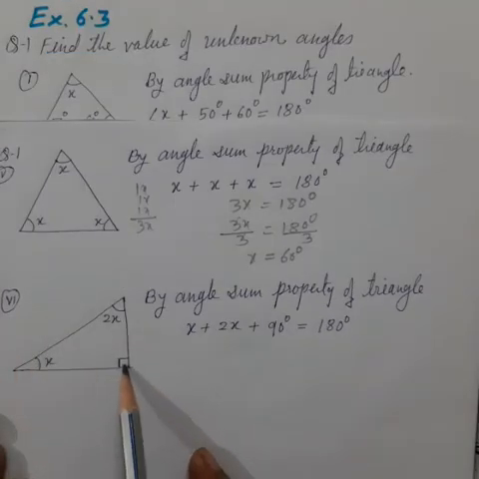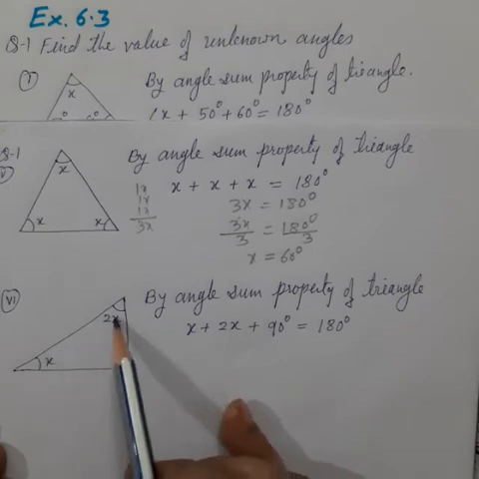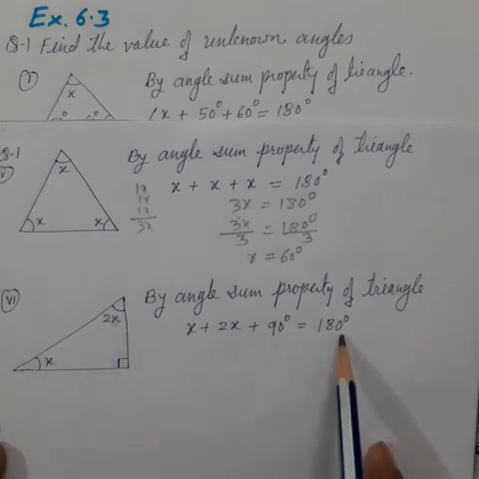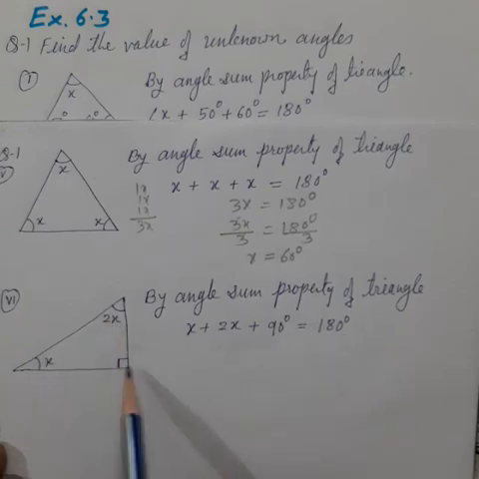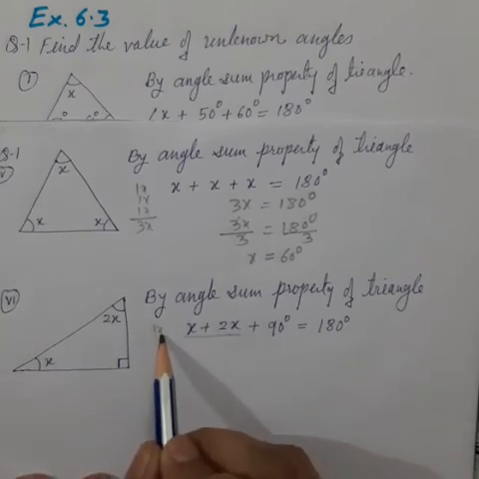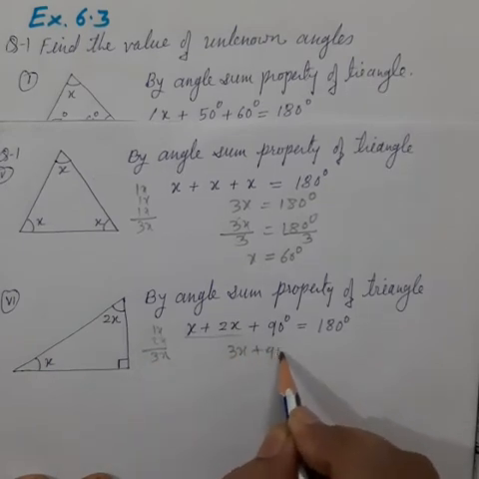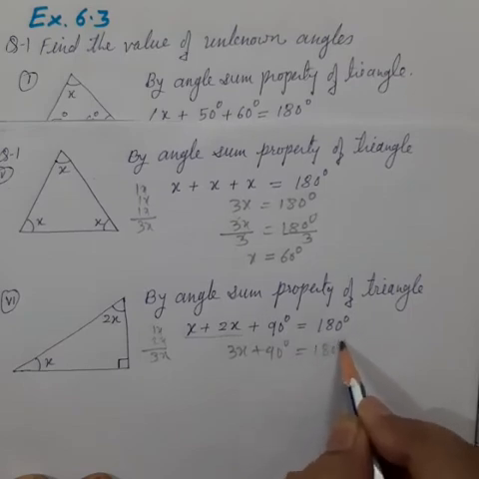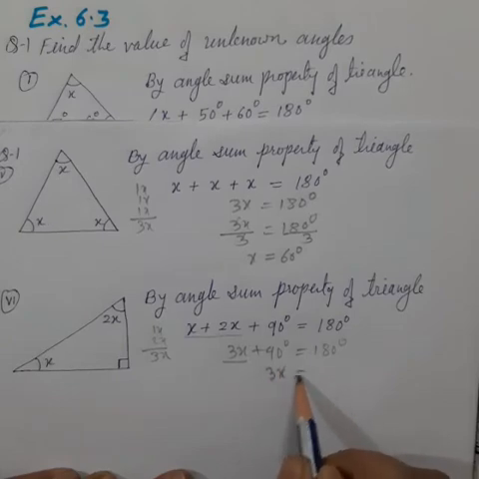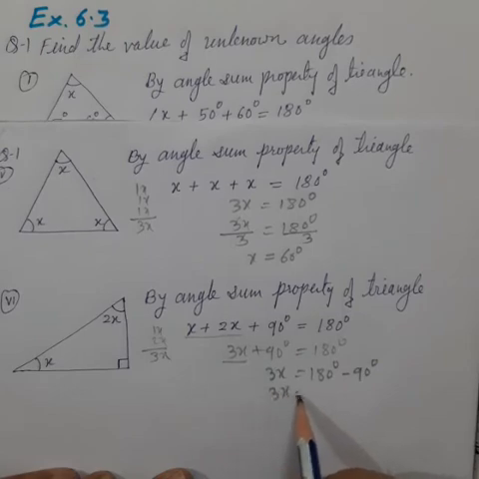In this triangle, this angle is given, 90 degrees, and the measures of these two unknown angles we have to find out. By angle sum property of a triangle, the sum of these three angles of the triangle is 180 degrees. x plus 2x plus 90 degrees equal to 180 degrees. Now add these two. 1x plus 2x total is 3x. So this is 3x plus 90 degrees equal to 180 degrees. Now this is the variable part. Transpose 90 to the right hand side. So 180 degrees minus 90 degrees, 3x equal to 90 degrees.